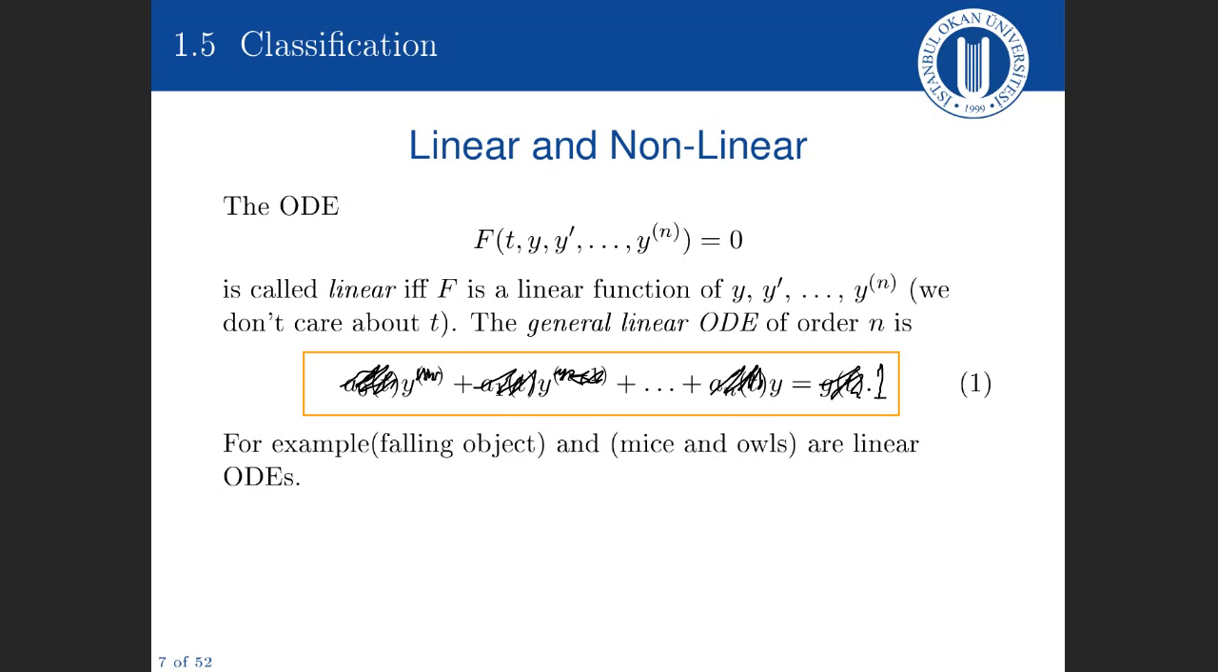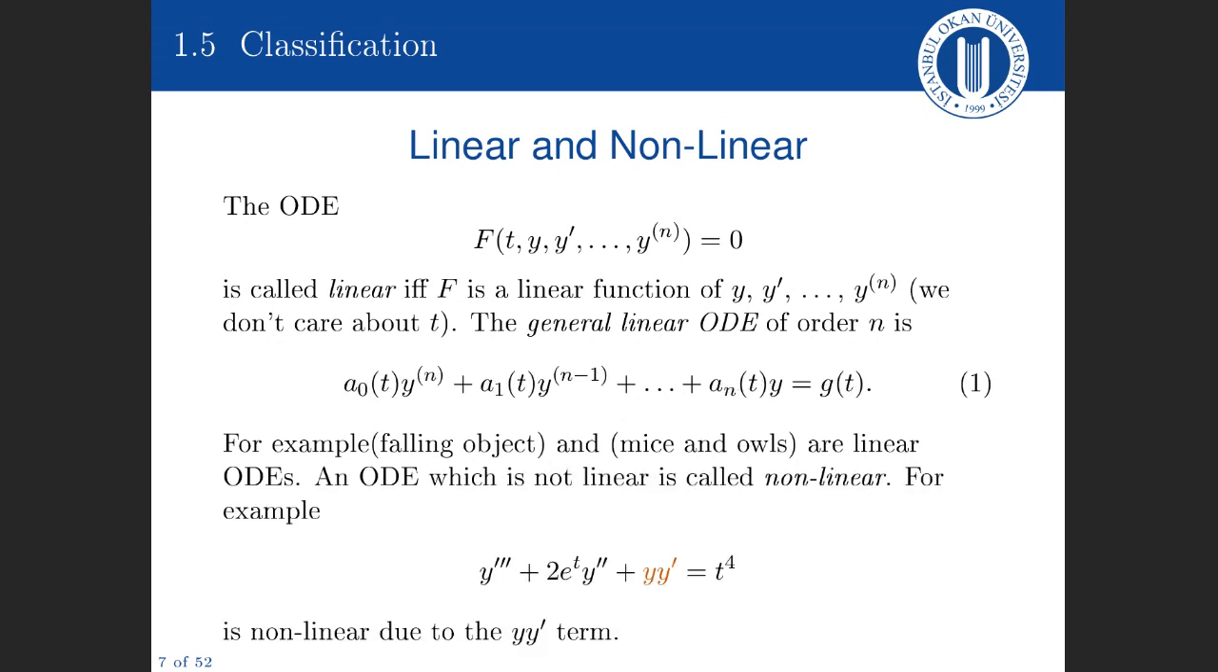If we have something else, if we have y squared or sine y or e to the power y or anything more complicated than just y plus y plus y plus y, then the equation is non-linear. For example, the falling object equation is a linear equation, and the mice and owls equation is a linear equation. A differential equation which is not linear is called non-linear.